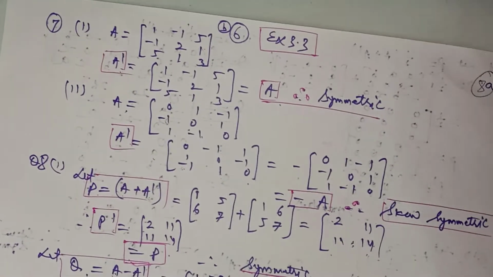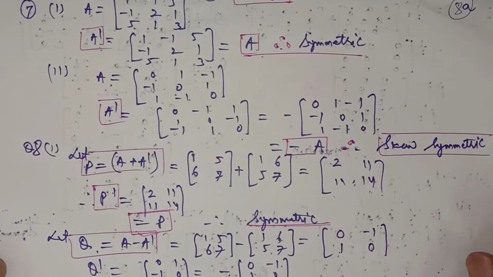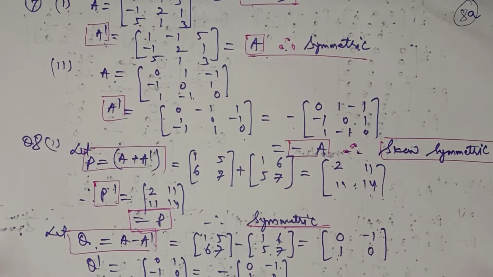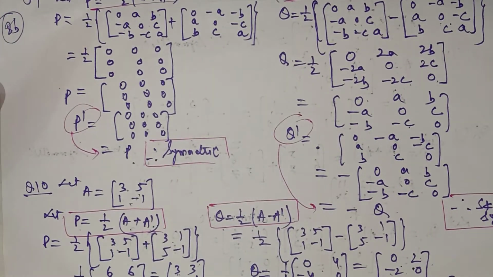In all the parts you have to prove it the same way. You have to do it just as we have done this. In all the parts you have to do this, whether it is a 2 by 2 matrix or a 3 by 3 matrix, you have to do like this. In question number 10 you can do all the questions like this.